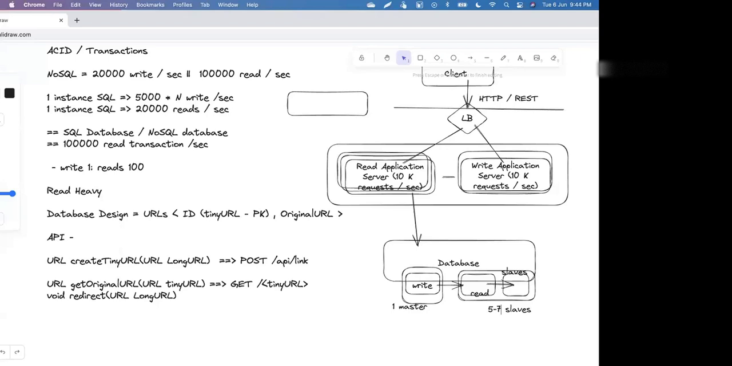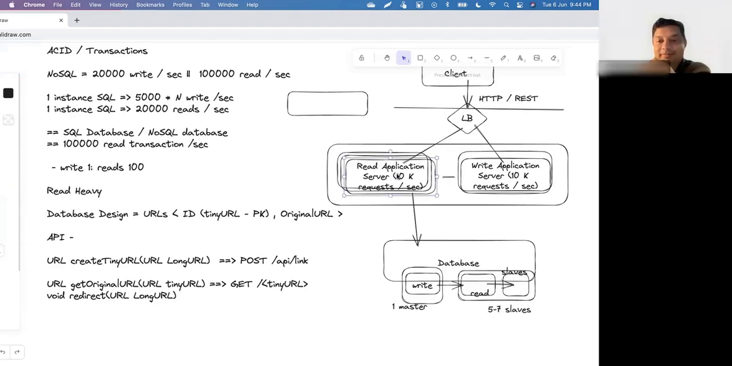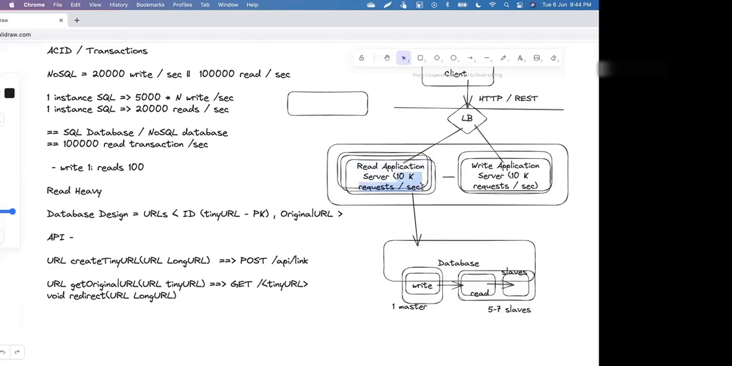And one more doubt I got. In the application servers, we understand that it's 10K requests per second. So how do we understand the number of application servers that is required? How do we calculate? Yes, I gave this number, 10K requests per second, for application servers.